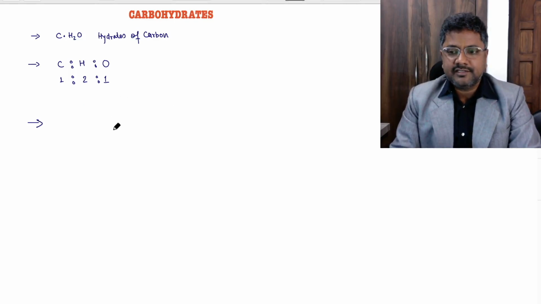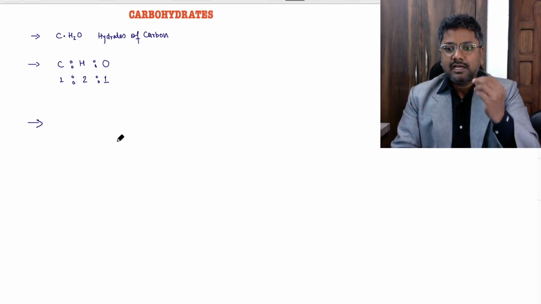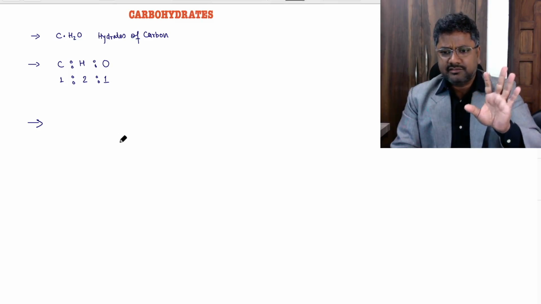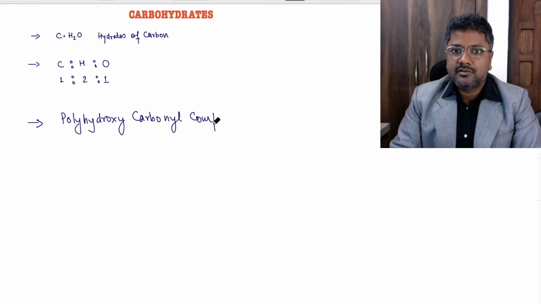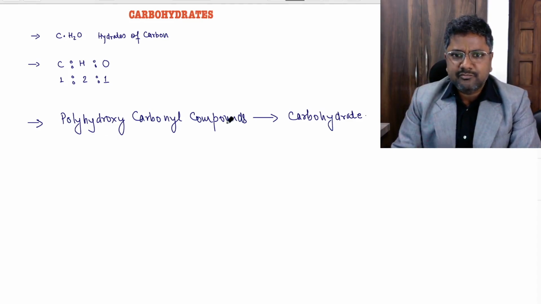The latest definition of carbohydrates is polyhydroxy. Polyhydroxy means if any organic compound has a minimum of two OH groups, along with this, if it has an aldehydic or ketonic group. So polyhydroxy carbonyl compounds, irrespective of other things; other elements may be present, but this is the minimum requirement. Polyhydroxy carbonyl compounds are known as carbohydrates.